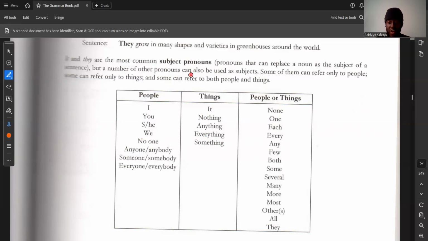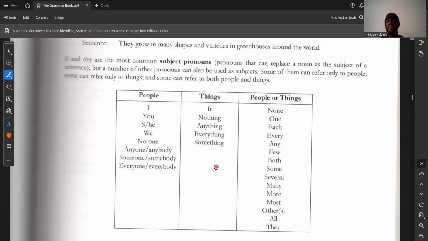Now, these are some of the common subject pronouns. You can look at this in your textbook. There are some pronouns that refer to people only, some that refer to things, and some that refer to both people and things, right? So you have some here like I, you, she, he, we, no one, anyone, anybody. You can say any dog can bark at you, so any works for people and things, but you can't say anyone can bark at you when you're referring to a dog. Anyone is just strictly for people, right?